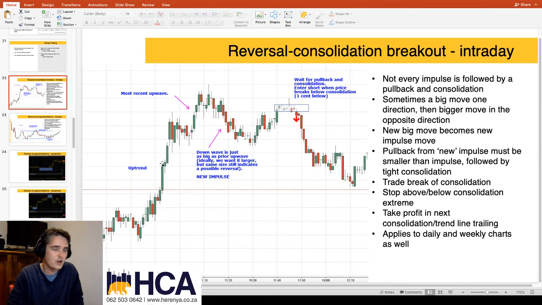So the example here is basically, you've got this uptrend, it consolidates here, it makes another wave up, it consolidates, it breaks these lows. So now, because this down wave has broken this consolidation here, in other words, because it is bigger than the up wave, this is now your new impulse wave. Then it has a pullback. That pullback fails to break the highs here, so this is now considered a pullback.